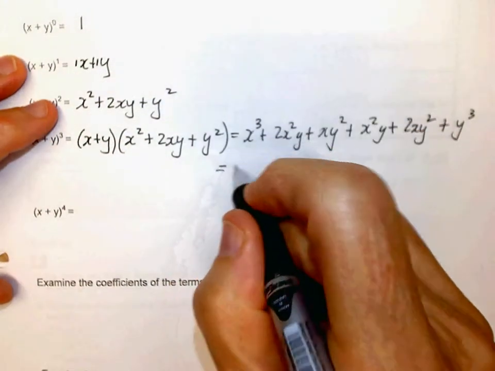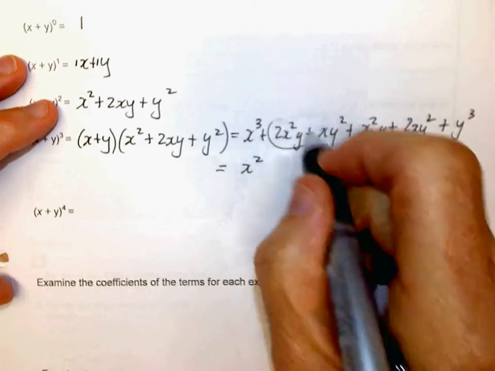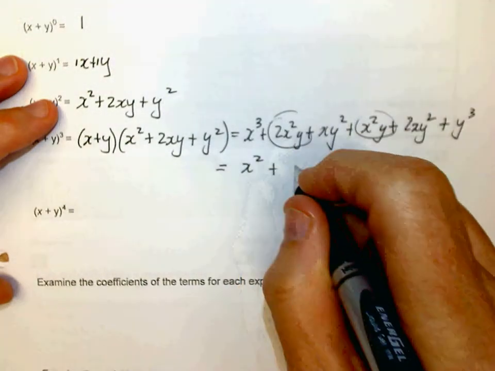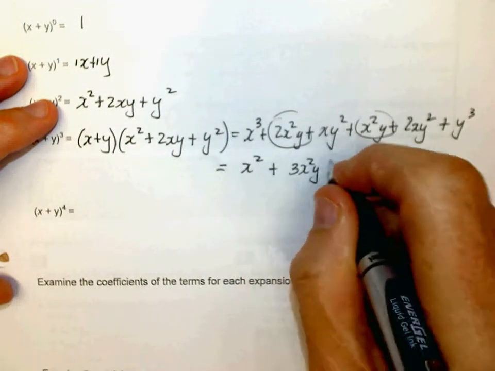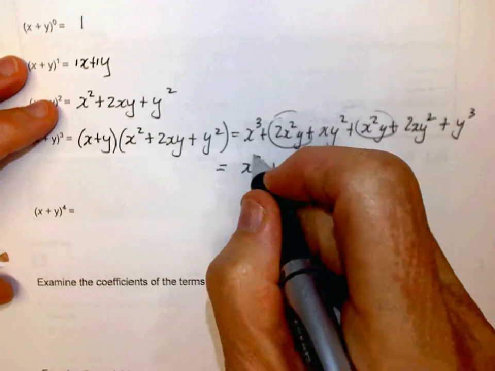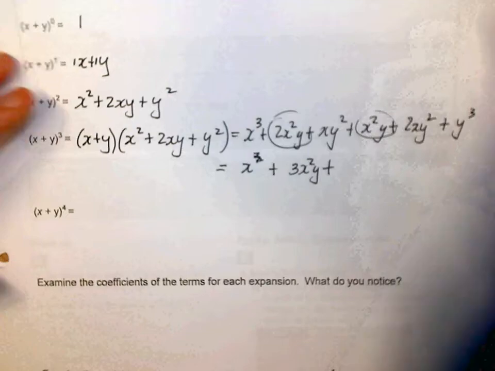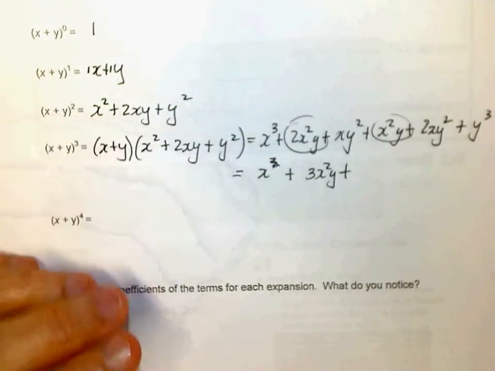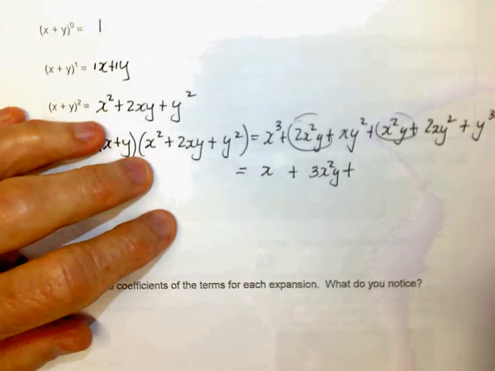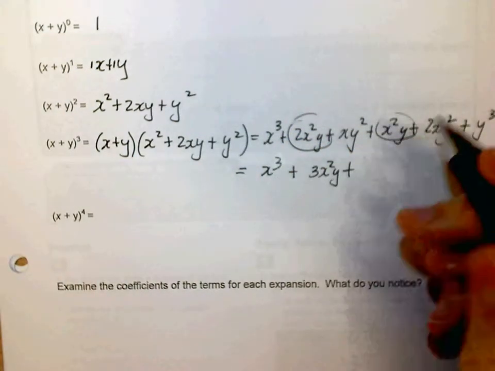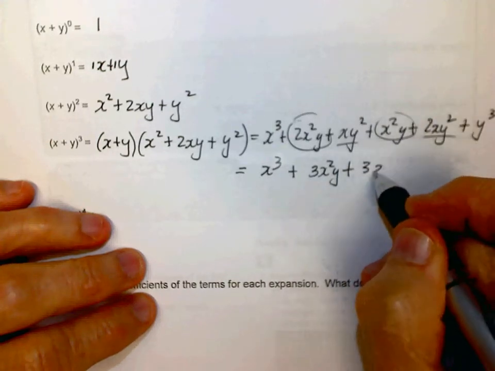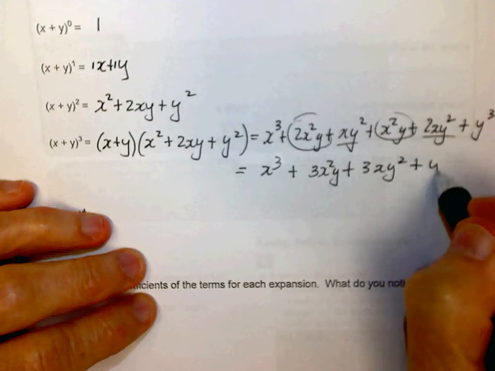And that is equal to x cubed. So let's see, add up like terms. Yes, you're right. This should be x cubed. My bad. This is x cubed plus 3x squared y plus 3xy squared plus y cubed.